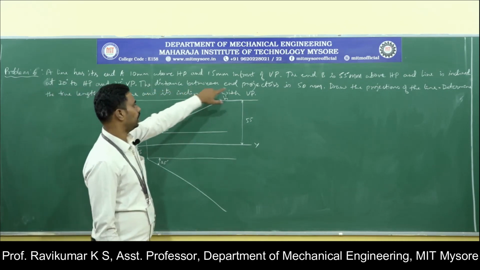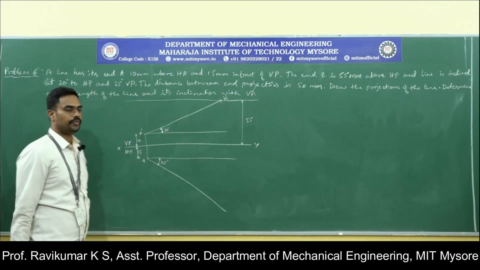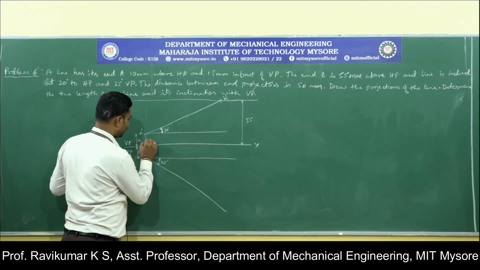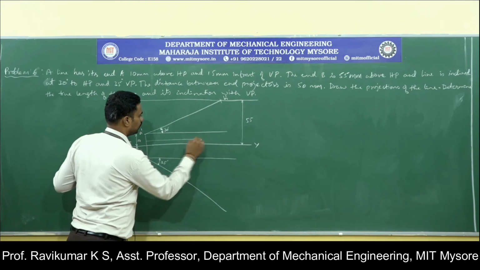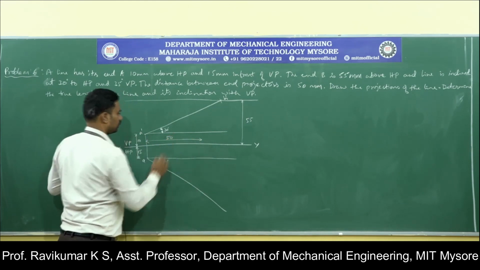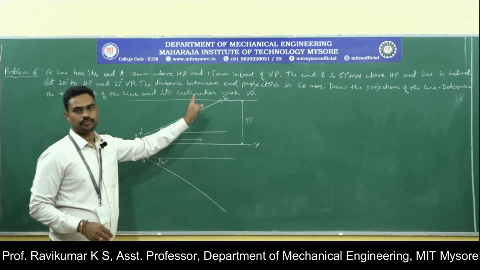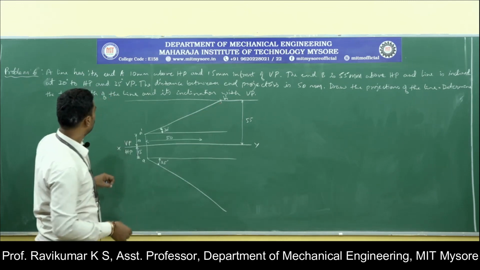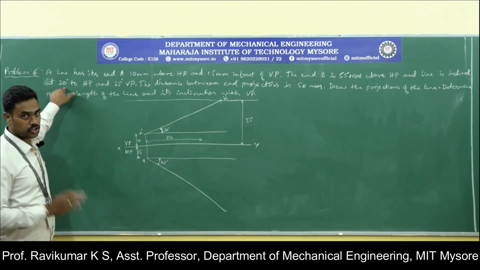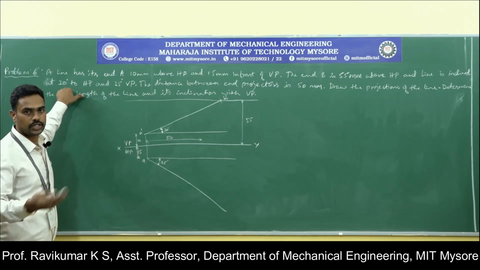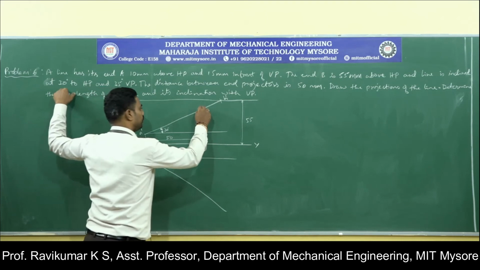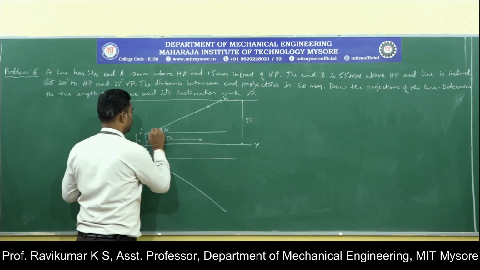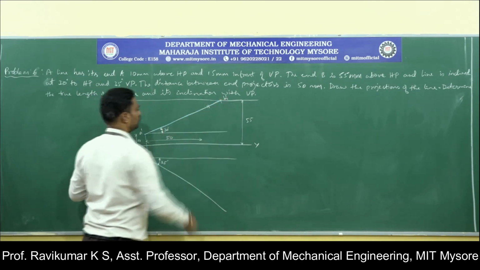Now the distance between the end projectors is 50 mm. This means the distance between this line and the projector of B is measured from the apparent length line, not from the true length line. This is the true length, because this is the true inclination. It is not associated with any view, and it is not given as apparent. So it is true inclination, therefore it should be true length. I will use blue color to represent true length.